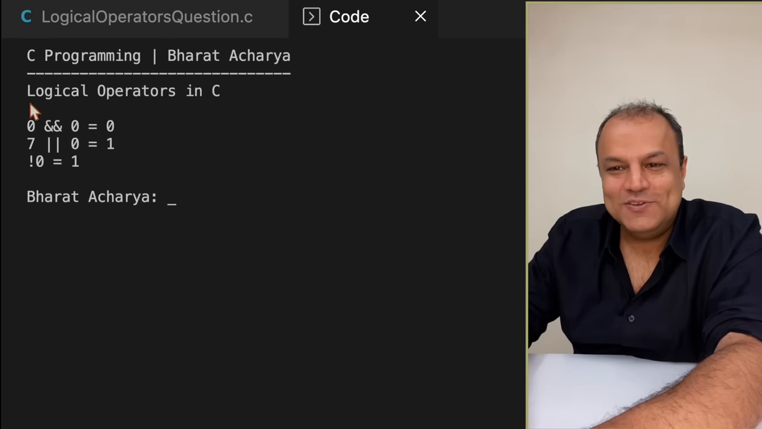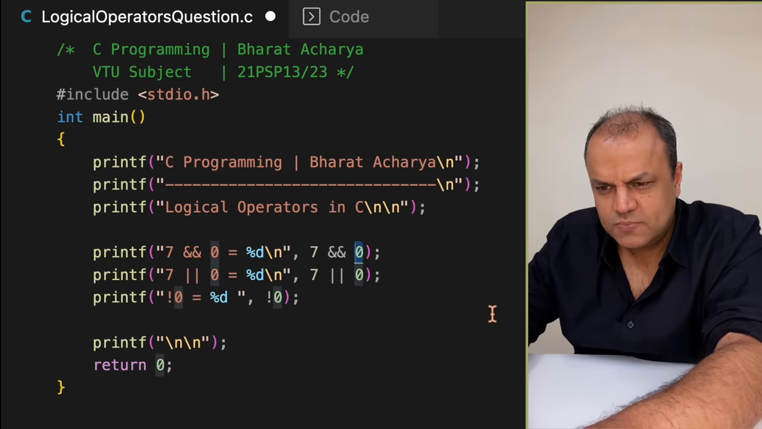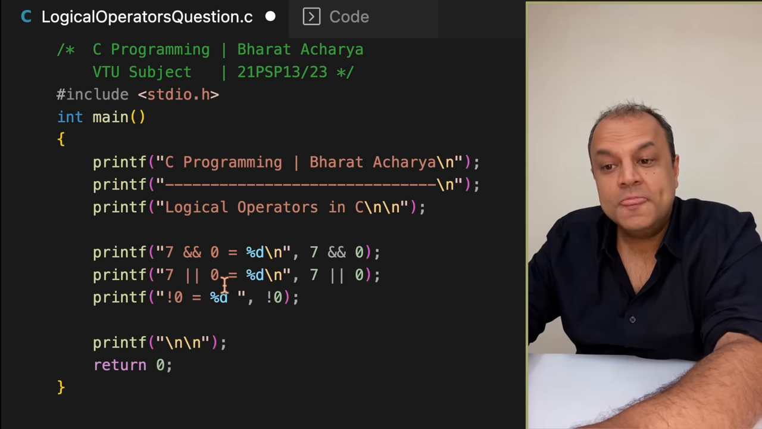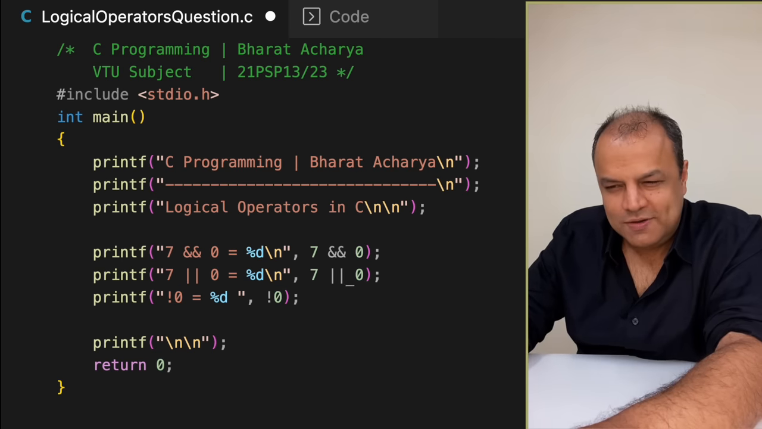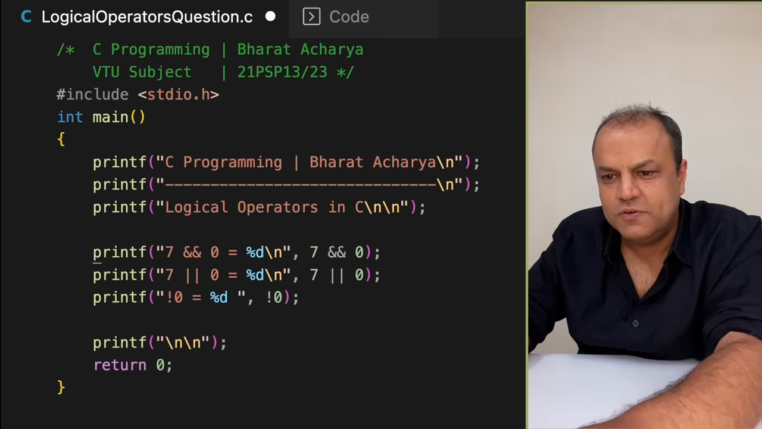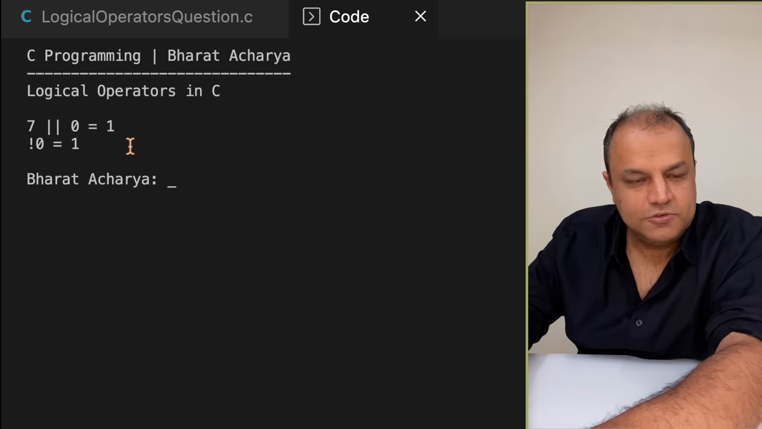Anyway, so 0 and 0 has to give you a 0. Alright? Now, I'm keeping it back to what it was earlier. Now, 7 or 0. This was the question. So basically, this is a non-zero number and this is 0. So the answer is 1. So focus on the second result. I'm just removing the first result now so that we don't have distraction. 7 or 0 is 1.